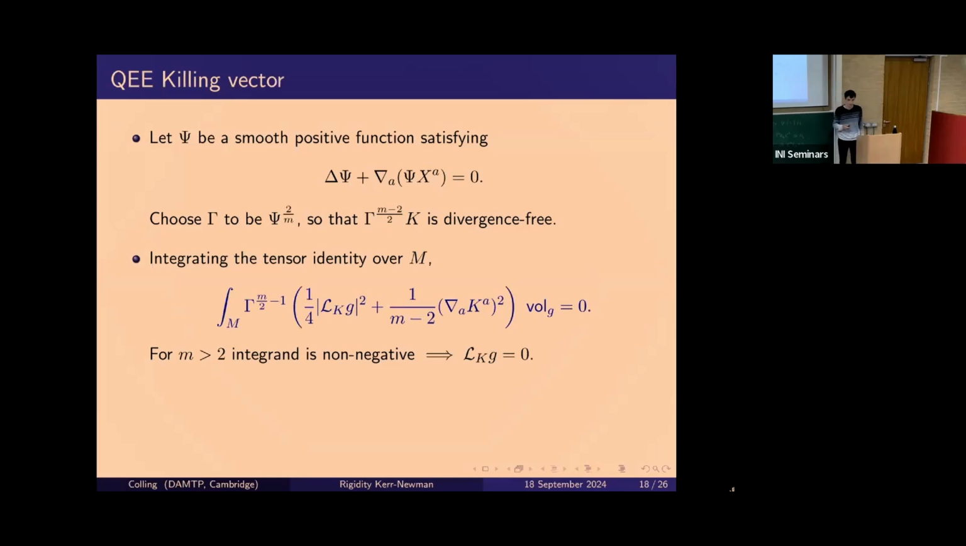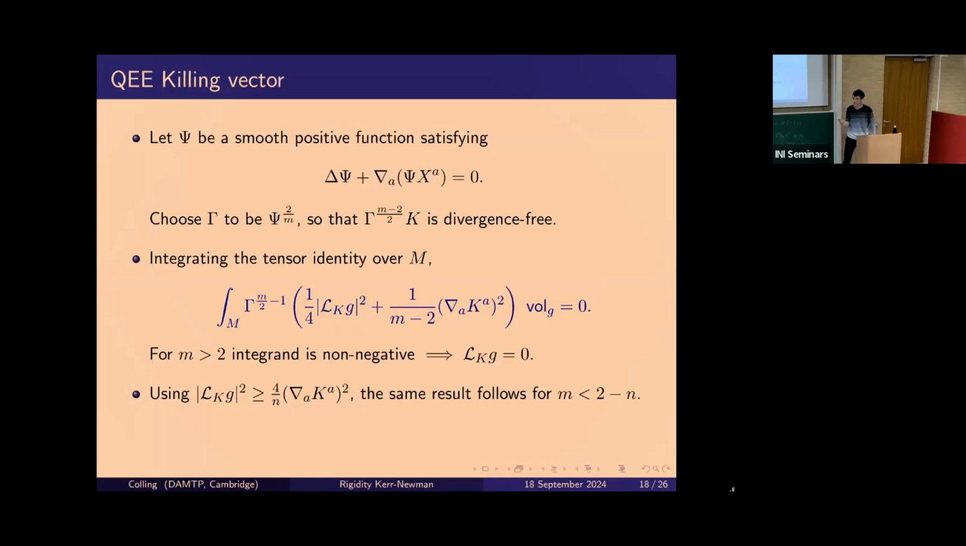But in fact, we can do a little bit better. We can use just this linear algebra estimate to estimate the norm of a 0-2 tensor in terms of its trace. Using this, you can show that when m is less than 2 minus the dimension, the integrand is still non-negative. And so again, the same conclusion follows: k is killing.